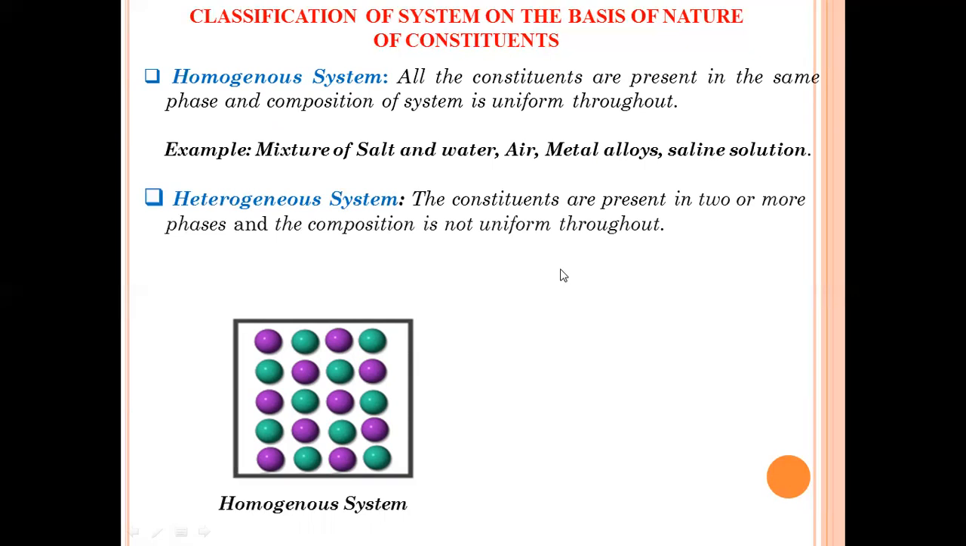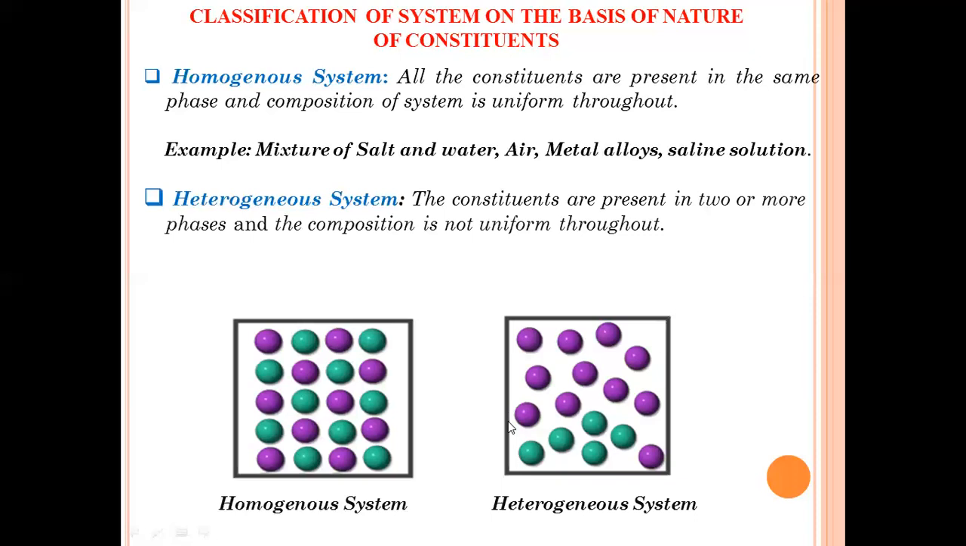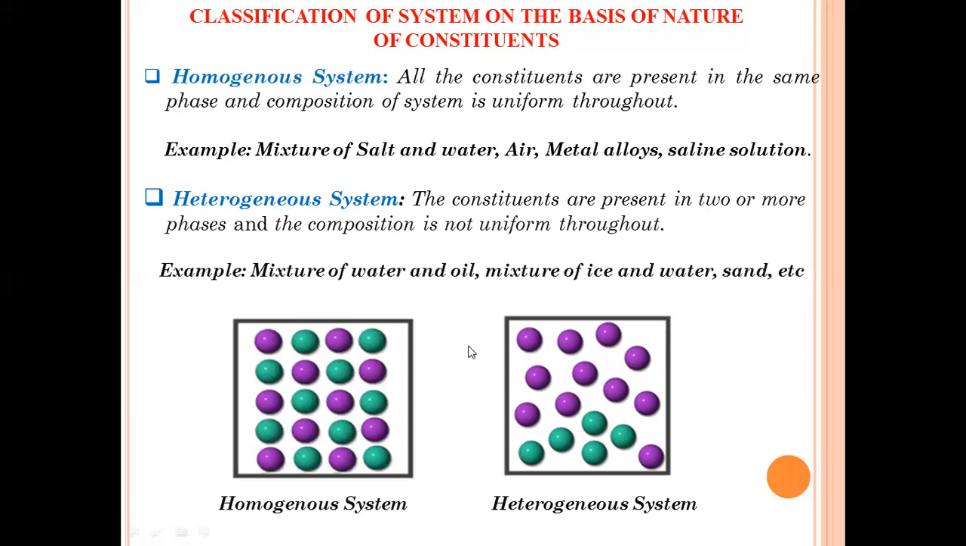Heterogeneous system: the constituents are present in two or more phases and the composition is not uniform throughout, meaning a mixture of two different phases. A solid and liquid can be treated as a heterogeneous system. In this way, the molecules are arranged in random order, and the system becomes a heterogeneous system. A few examples: mixture of water and oil, mixture of ice and water and sand. These are examples of heterogeneous system.